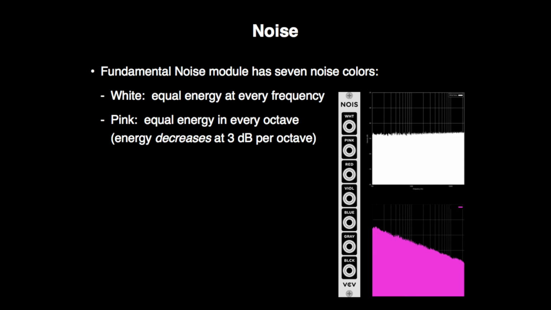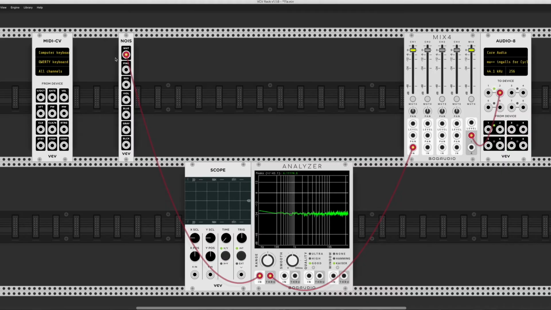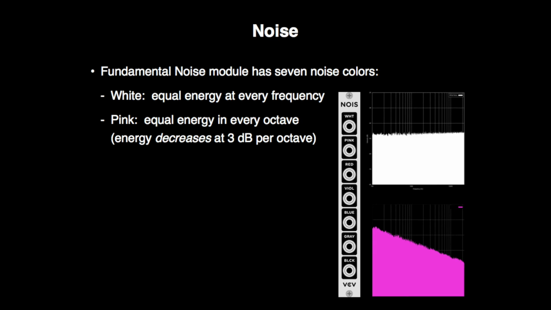So we know all about white noise. We've talked about white noise before. White noise has equal energy at every frequency. And then there is pink noise here, which has equal energy in every octave. And we've talked about that distinction before. But another way that we can describe pink noise, which I'm not sure if I said this to you in the past, is that in order to have equal energy in every octave, it has to kind of filter the noise out, and it does so by decreasing the energy at 3 dB per octave.